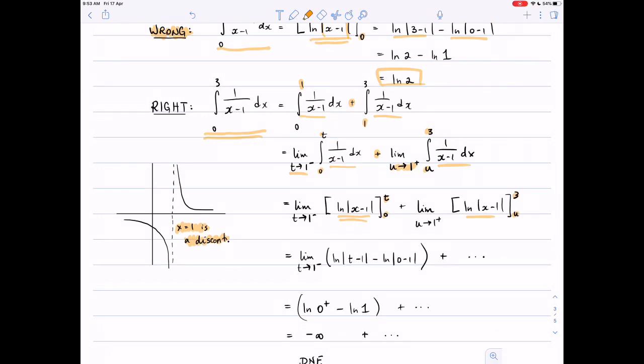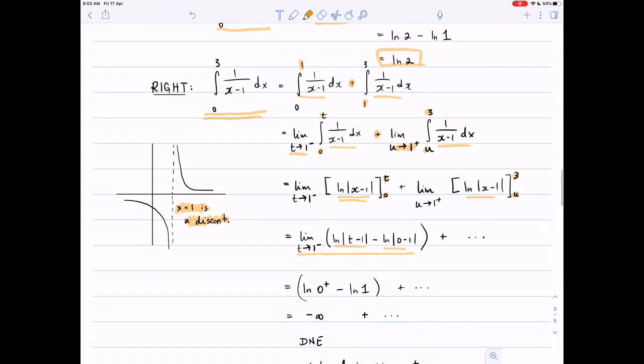I'll focus on this one for the moment. So the limit as t goes to 1 from the left, plug in the top minus the bottom. Here we get the ln of 0 plus. Here we get the ln of 1, that is 0, but the ln of 0 plus, well, that is the asymptote of the logarithm, that is going to negative infinity. And because that has happened here, I don't even need to know.